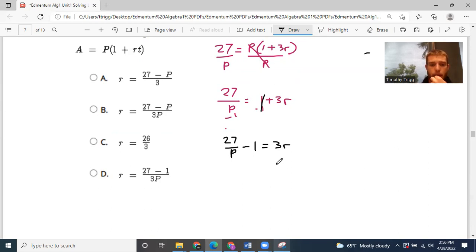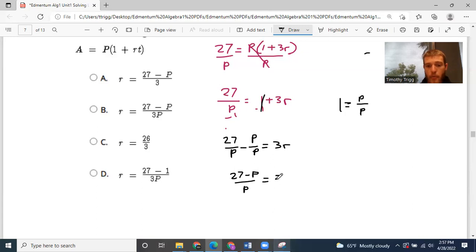This one's going to be a little bit tricky, but I want to show you this. So you notice they have a 1 here. We could rewrite that 1 as P over P. Now, why would I want to do that? Well, that means I could rewrite this 1 as P over P, and we can actually combine these two fractions. Since they're subtracting, I need the same denominator. So I could rewrite this left side as 27 minus P over P.